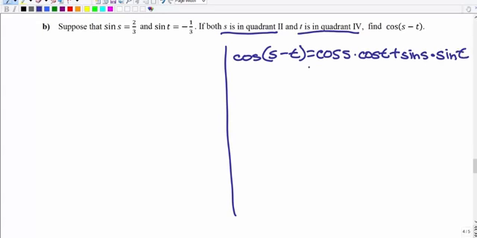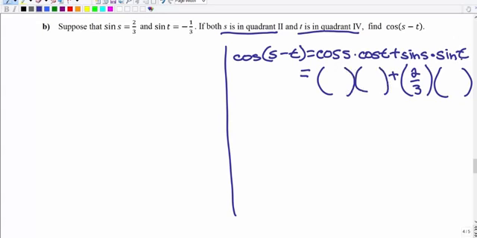So there are 2 pieces of information that we are already given. We know the sine of angle S. We're going to bring down the sine that's part of the identity, and the sine of angle S is 2/3. We do not know cosine values this time, but we do know sine of angle T is negative 1/3. So we know 2 pieces of information, but we need to figure out the other 2. So we need to know what is the cosine of angle S and what is the cosine of angle T.